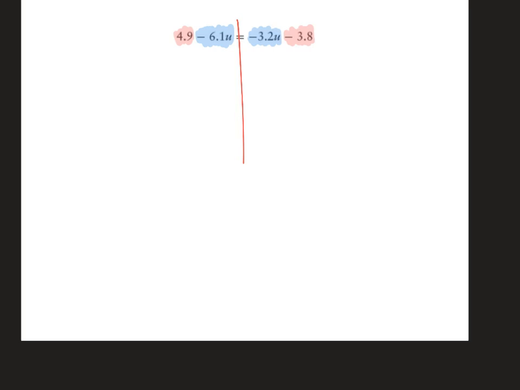We're going to add 3.2u to both sides. Okay. Now we've got this 4.9. We're going to clean up this business. This is gone now, but we still have negative 3.8 on this side because it was being subtracted.